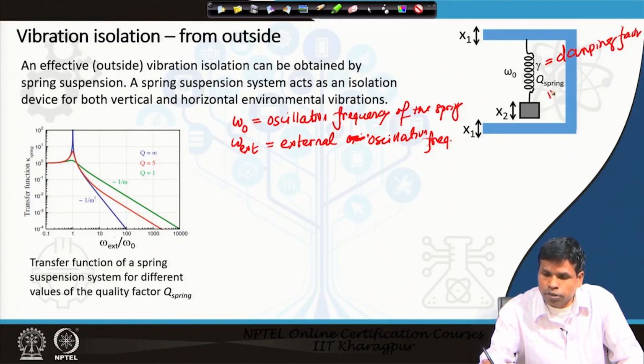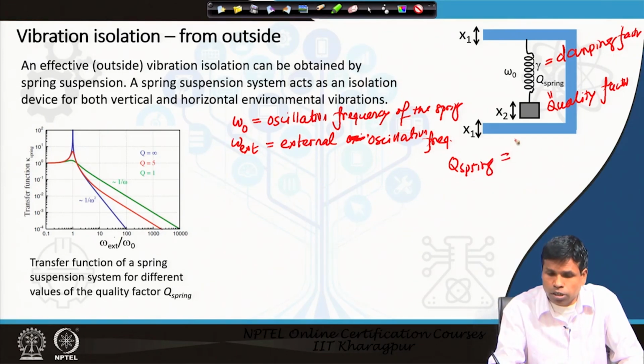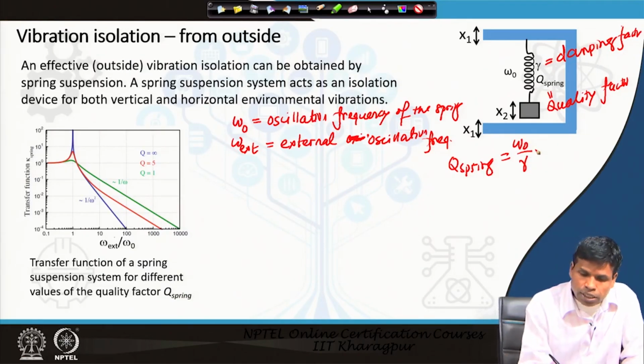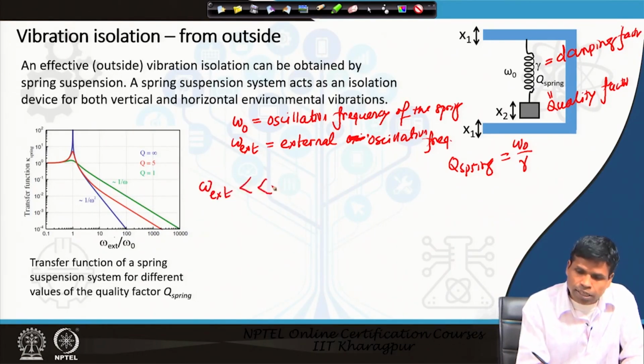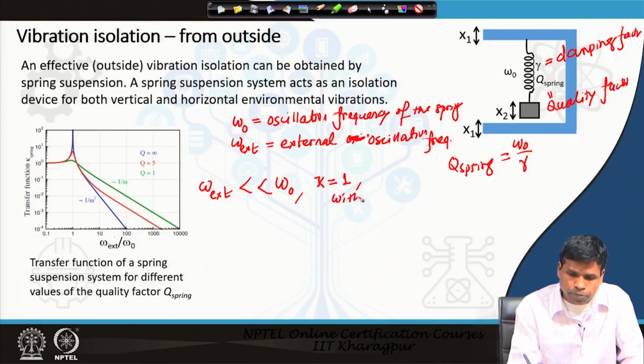and Q is the quality factor of the spring, which is nothing but omega naught divided by gamma, the damping factor. Now, if the external oscillation frequency omega ext is less than the oscillation frequency of the spring system omega naught, then the outside excitation will be transmitted with a transfer function. The transfer function is written as kappa, 1 without damping.